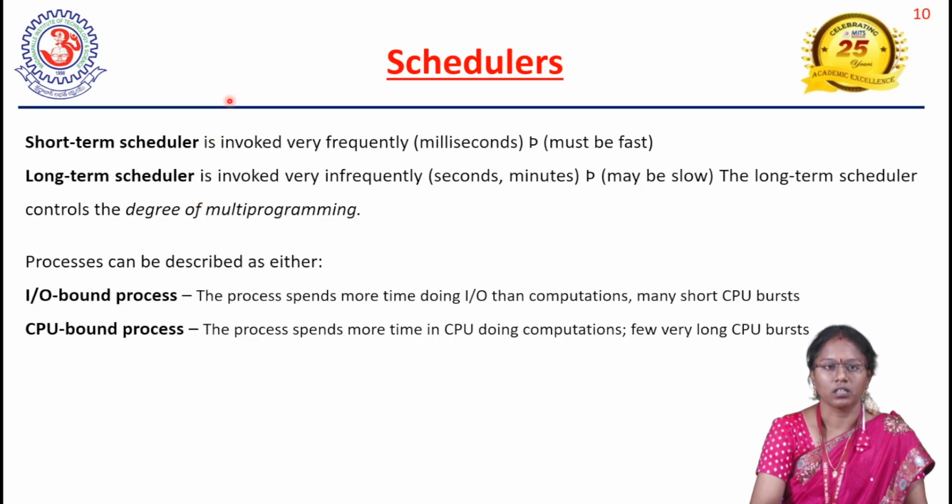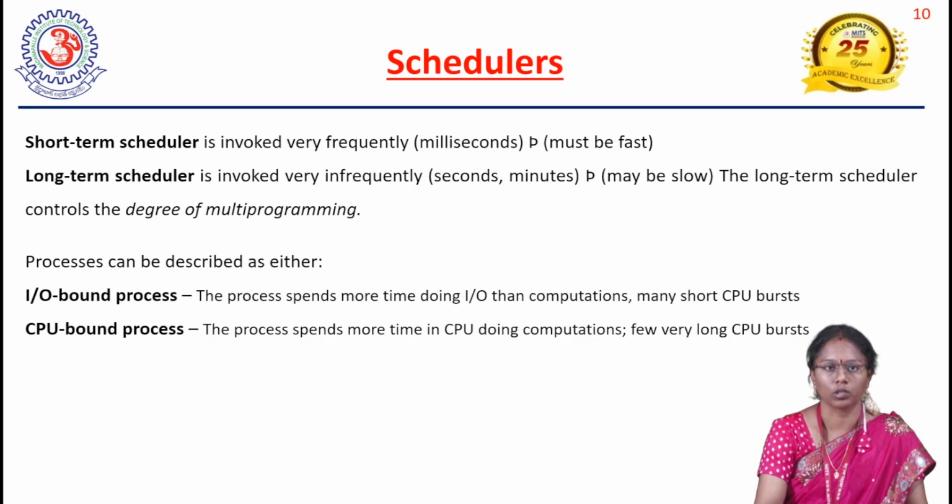Just now we have seen the short-term and long-term scheduler, and then types of process. What are the types of process available? Input output bound process and CPU bound process. The process that spends more time in input output computation and has many short CPU bursts is called an input output bound process. A CPU bound process means the process spends more time in CPU computation rather than input output.